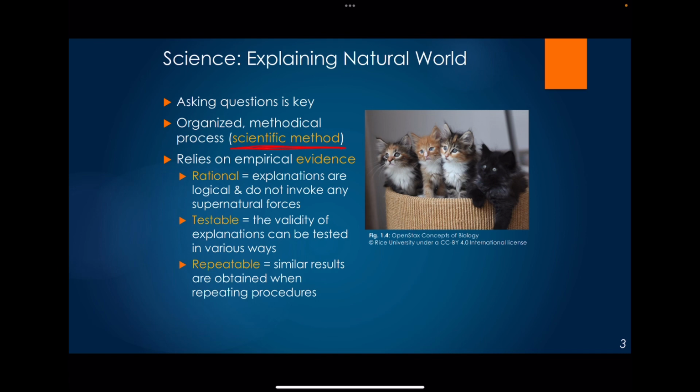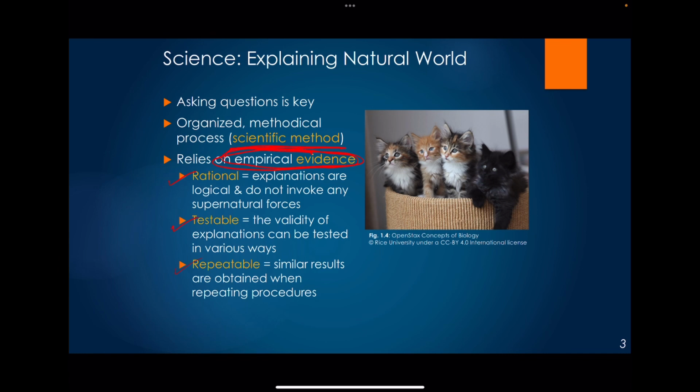So our explanation of the natural world does rely on something called empirical evidence. And there are three types: rational, testable, and repeatable. So whenever we do scientific experiments or scientific research, we need to make sure that the data that we get is good. Because if we just accepted whatever data our experiments yielded, then again, we probably wouldn't be as advanced as we are as a civilization right now. So what does this mean?